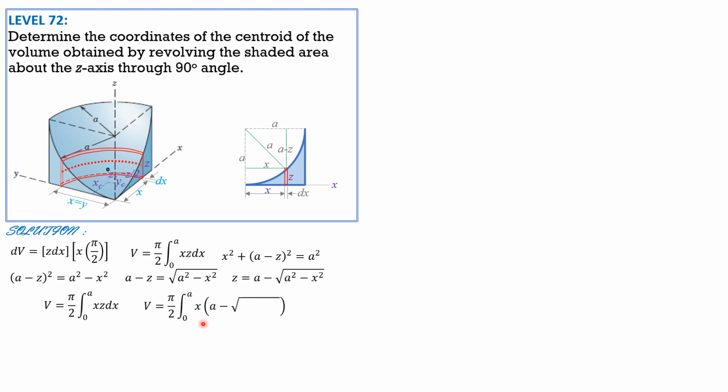So pi over 2 integral from 0 to a of x times quantity z, which is a minus square root of a squared minus x squared, dx. So volume equals pi over 2. Then we have ax, the integral is ax squared over 2 from 0 to a. Then minus pi over 2 integral from 0 to a of x square root of a squared minus x squared dx. So let's concentrate here.